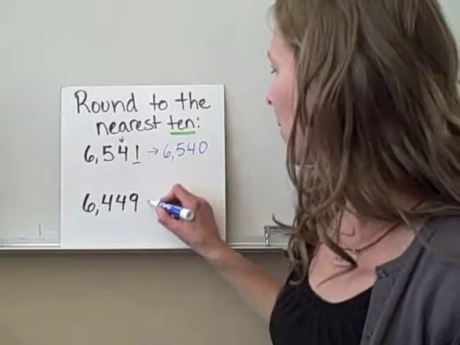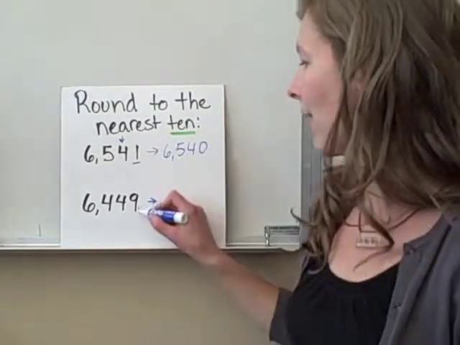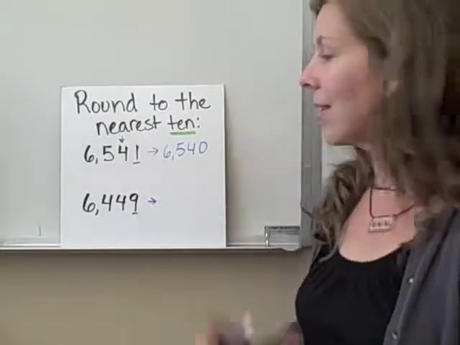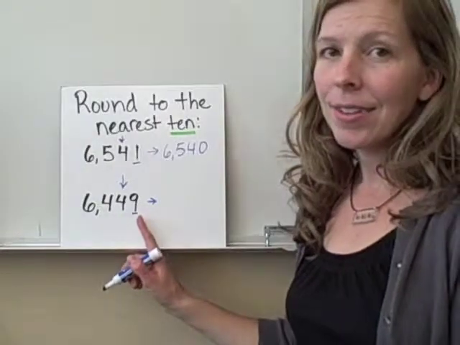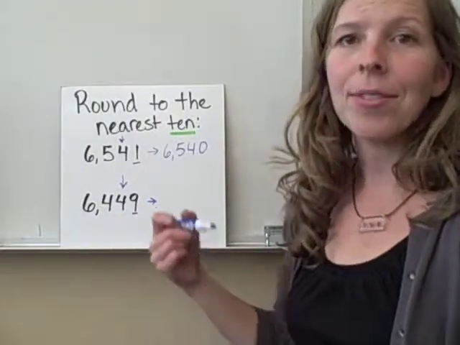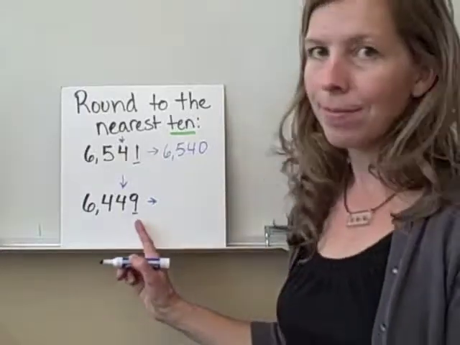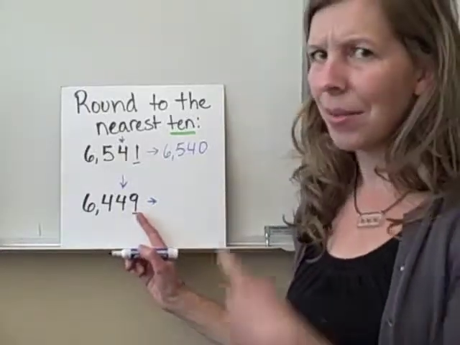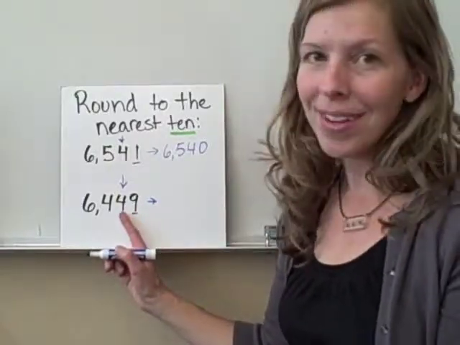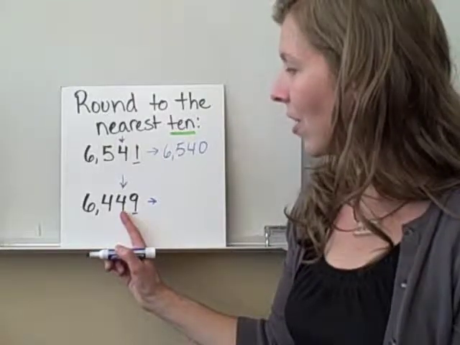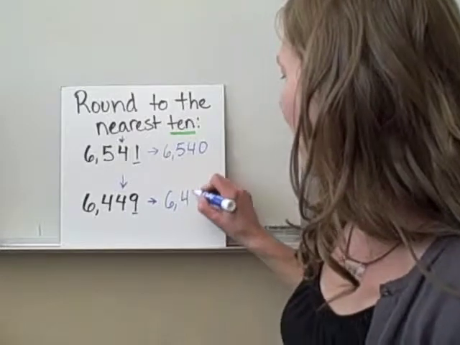What about this one? 6,449. We look at the ones place because we're rounding to the nearest 10. That's a 9. So we know that with the 9 you have to round up because it's greater than 5. So what would this number be? 9 going up would be 0. So what happens to the tens digit? Now when we round to the nearest 10, we actually change this number into 6,450.